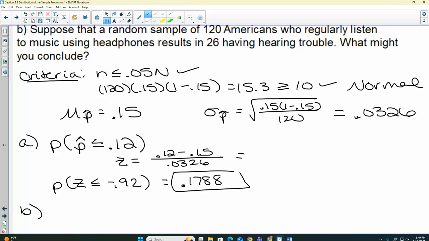Part B. Suppose that a random sample of 120 Americans who regularly listen to music using headphones results in 26 having hearing trouble. What might you conclude? What do I need to find? Criteria. Well, we already have our criteria from before, so we can carry that over. So we need our p hat, which is 0.2167.